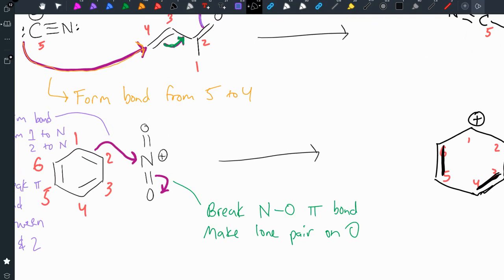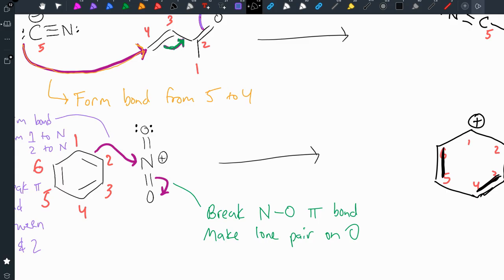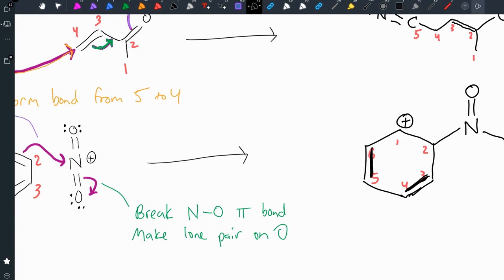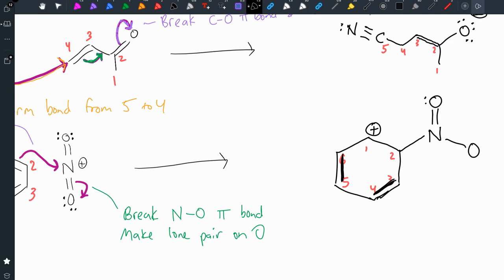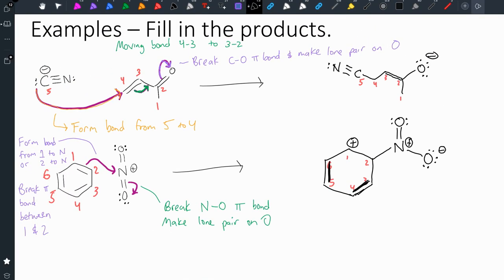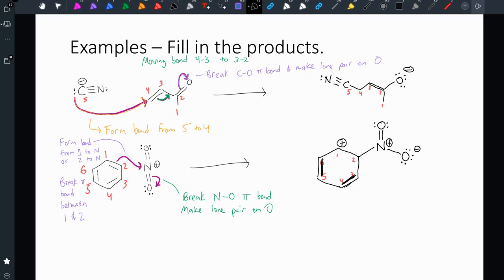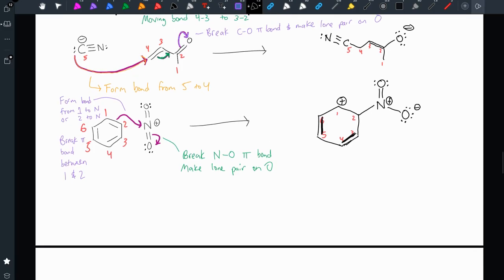And if I think about lone pairs, both oxygens started with 2 lone pairs. Now the oxygen at the top still has 2 lone pairs. But the oxygen at the bottom has 3 lone pairs. And so in terms of formal charge, this oxygen is going to be negative. Nitrogen started positive, it still is positive. All right. So that's how you can be given a set of arrows, identify the bonds that are getting formed, and then draw the product that would be made.